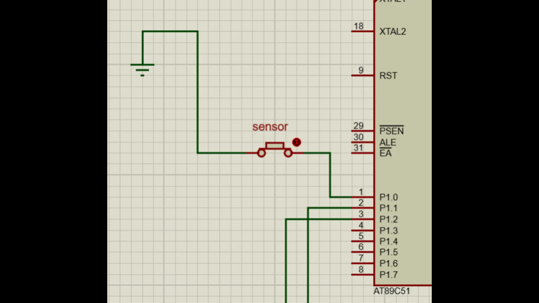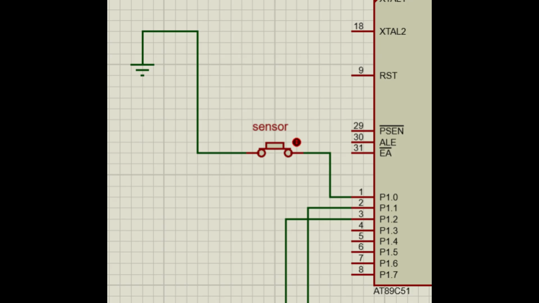The sensor, which is used as a button, sends a digital high or low signal to the microcontroller, where one end of the sensor is connected to ground and the other is connected to pin 0 of port 1 of the microcontroller. The microcontroller receives the signal from the sensor. Based on this input, it decides whether to lock or unlock the door.